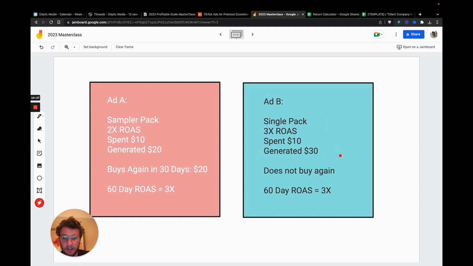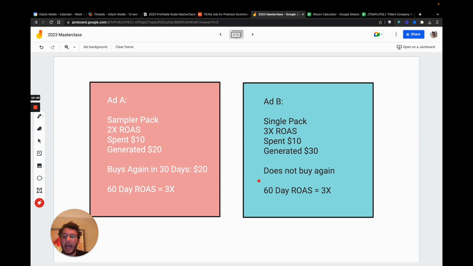Now, if we look at ad B, we had a 3x ROAS on our first order. We spent 10, generated 30, but let's just say they bought the whole pack, right? They just bought the whole pack. Maybe they didn't like it. Maybe it wasn't the right thing, and they just didn't buy again. They didn't really want to try any other varieties or flavors or whatever in this example. So their 60-day ROAS is also a 3x.